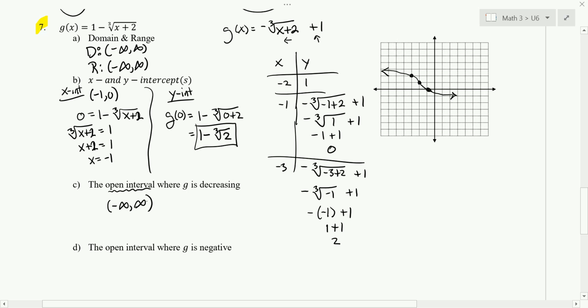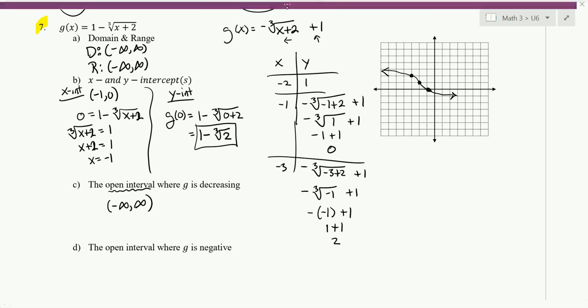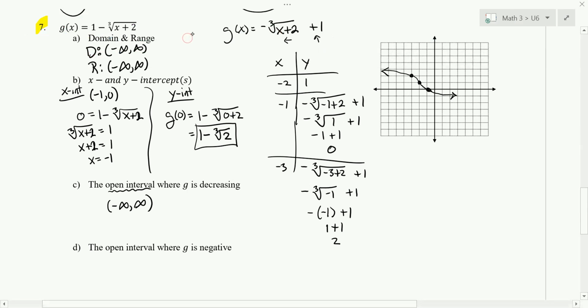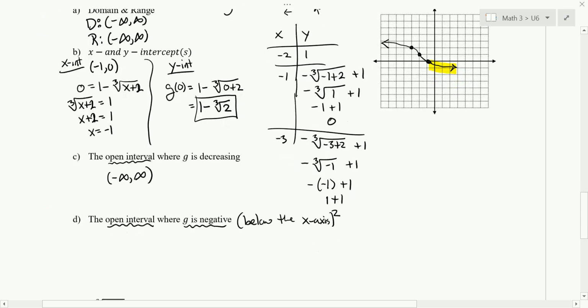Next, the open interval where g is negative. G is negative where it's below the x-axis. So it starts at the x-intercept and goes to the right of the x-intercept. So below the x-axis is what we're looking for. Again, keep it an open interval, only use parentheses here. And so starting at the x-intercept at negative 1, all the way to the right to infinity.